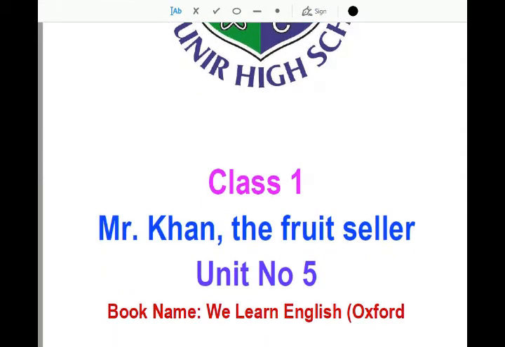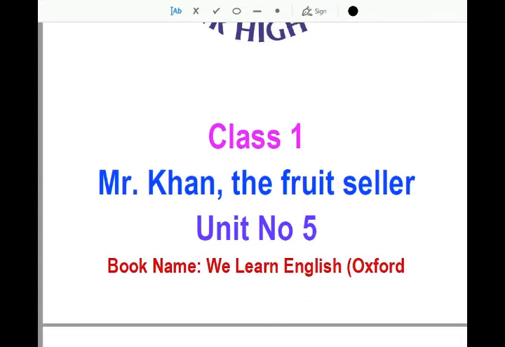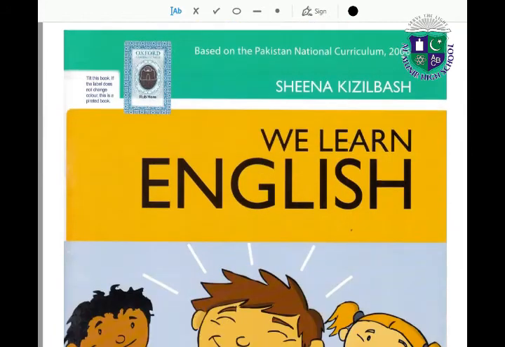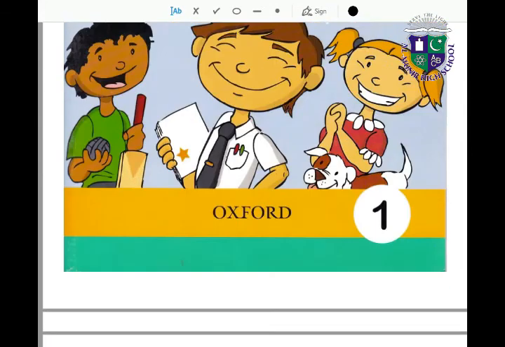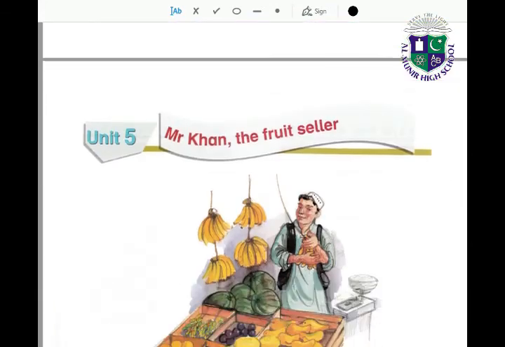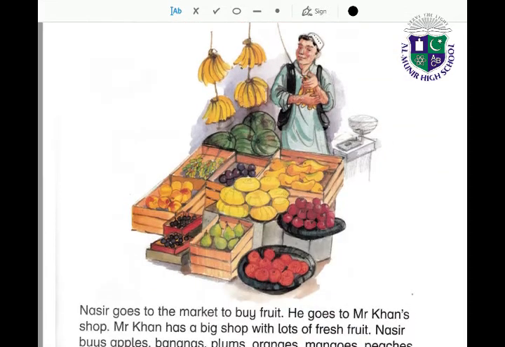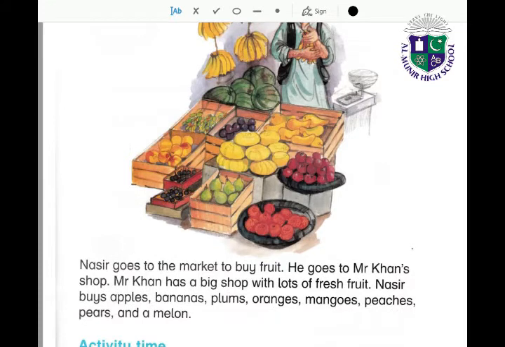Today we are going to do English lesson unit number 5, Mr. Han the Fruit Seller, from the book We Learn English, Oxford. Okay, the unit is unit number 5, Mr. Han the Fruit Seller. Okay, let's start the reading.